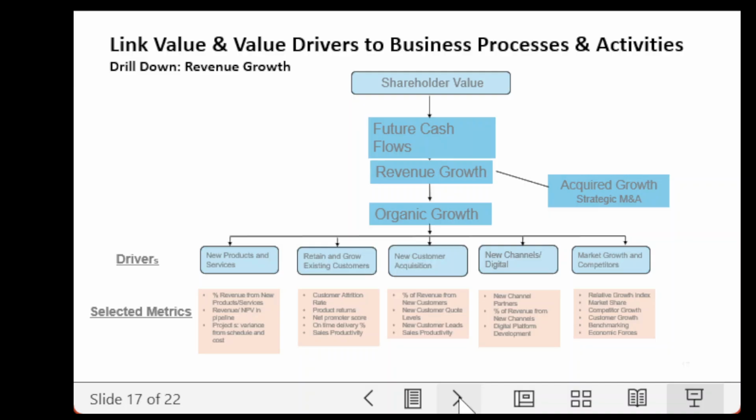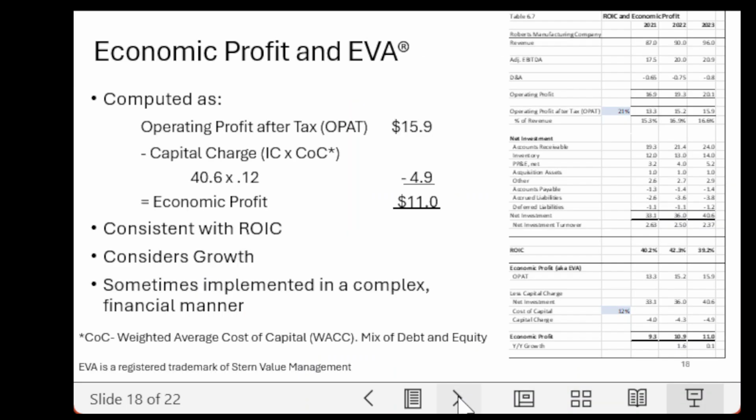And of course then we can drill down further and look at the actual activities and business processes that will lead to revenue growth from, for example, new products and services, and focus in on the product pipeline and how we're serving customers and what new channels or new customers we're in the process of acquiring. So we got to take a look at growth ultimately and combine growth and return on invested capital to have a complete performance management system in my experience.